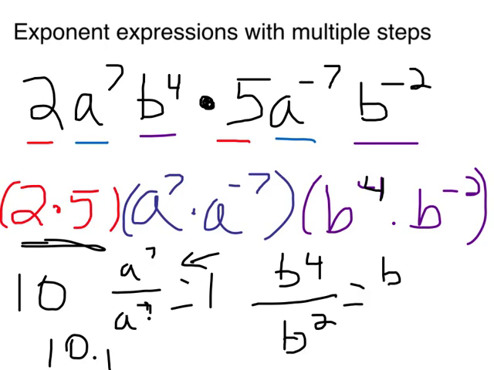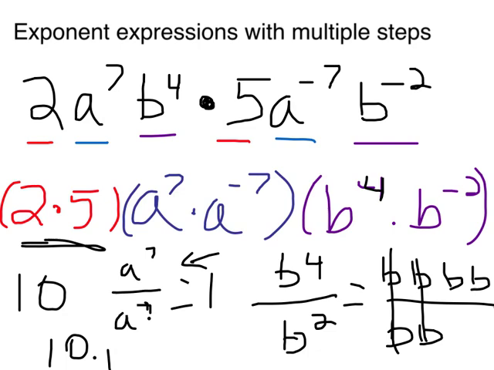I can expand that: 1, 2, 3, 4 b's over 1, 2 b's, but each time I have a b over b, that's just a 1. So I'm left with b squared. So I've got 10 times 1 times b squared, and that's one way to do it.